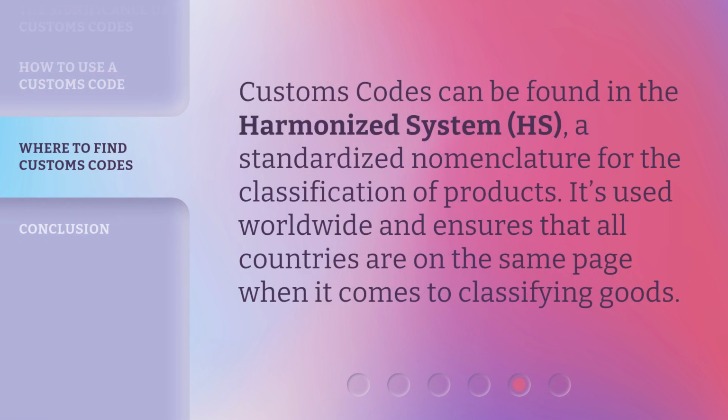Customs codes can be found in the Harmonized System, HS, a standardized nomenclature for the classification of products. It's used worldwide and ensures that all countries are on the same page when it comes to classifying goods.